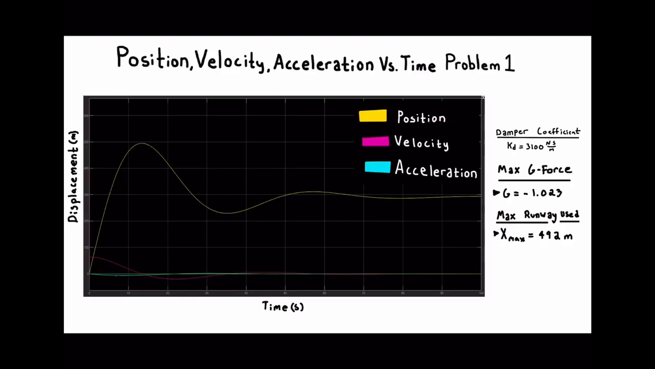Problem 1 had us find an optimal damper coefficient, Kd, for the system to arrest a 20,000 kilogram F-18 fighter jet moving at 65 meters per second. I found the damper coefficient of 3,100 Newton seconds per meter to be sufficient, although there is quite a lot of overshoot. The maximum g-force found was negative 1.023 g's, and the maximum runway used was 492 meters, both well within the acceptable range.